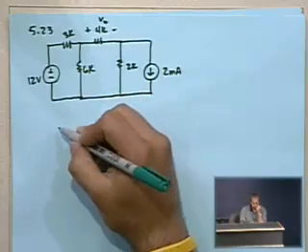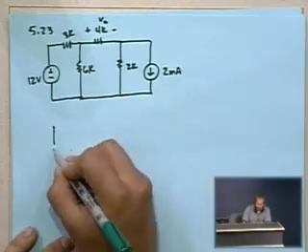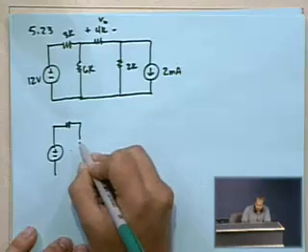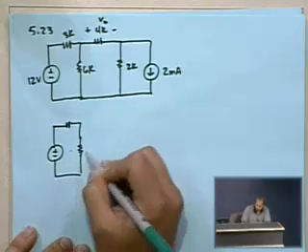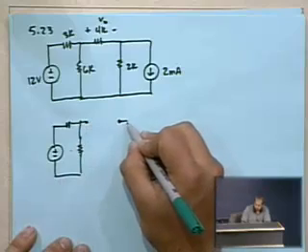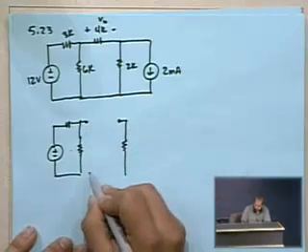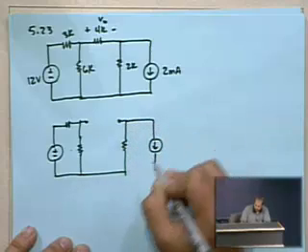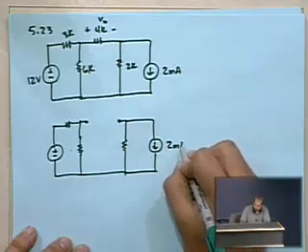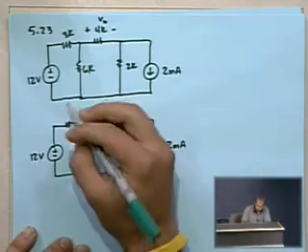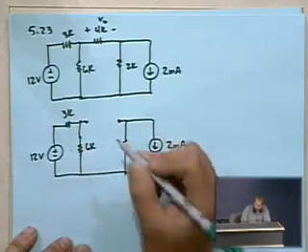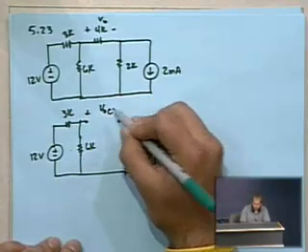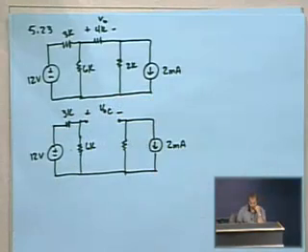But so we can pull out that load resistor, and the circuit that we're going to try to find the Thevenin equivalent for will look like this. So we need to find the open circuit voltage there.